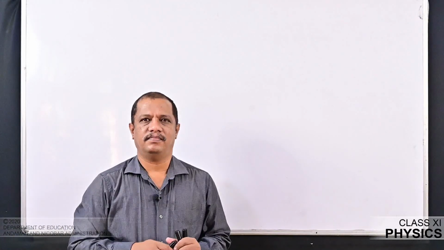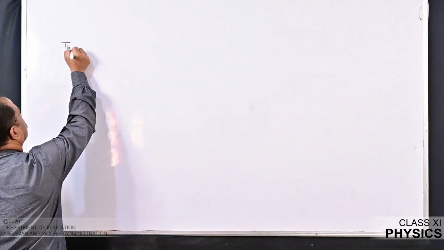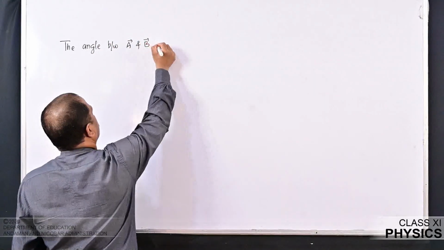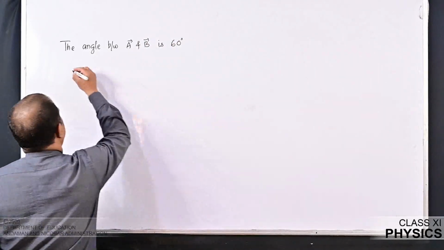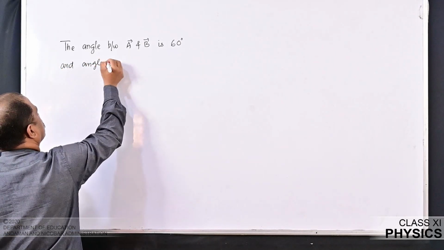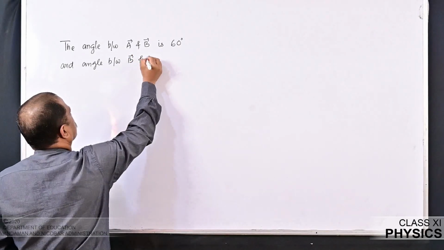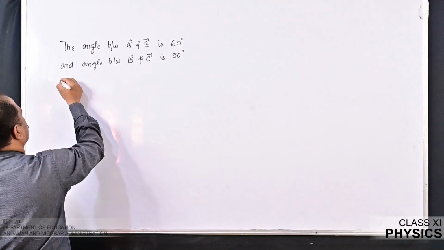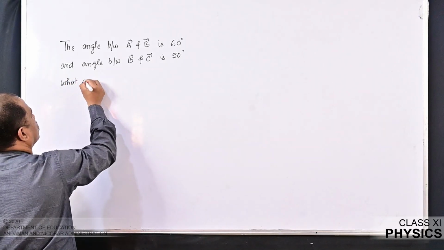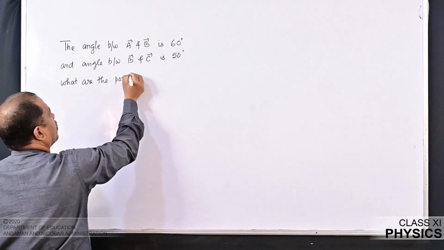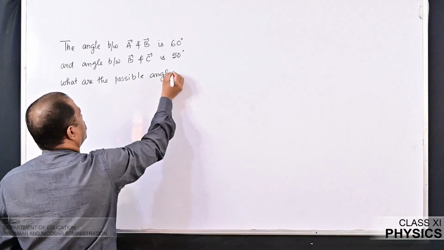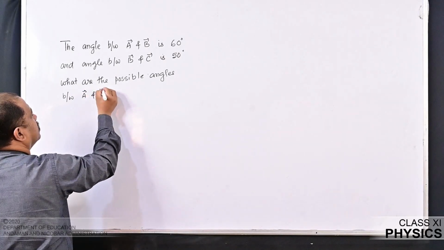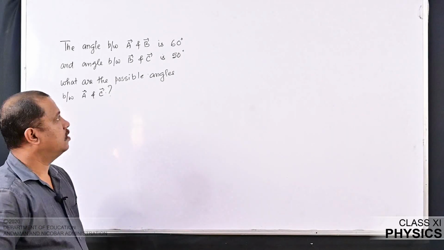Let's have a look at another problem. The problem says the angle between vector A and B is, say, 60 degree, and the angle between B and C is, say, 50 degree. Then the question is, what are the possible angles between vector A and vector C? This is the question.